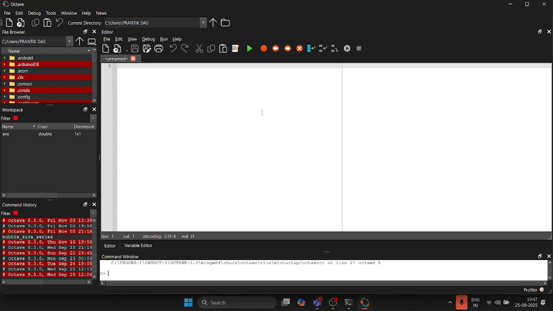So what you have to do is write the code for the matrix and then solve it. For that I'm writing clc, clear and close. clc clears the command window, clear clears your memory, and close closes any graphical windows which were open previously.